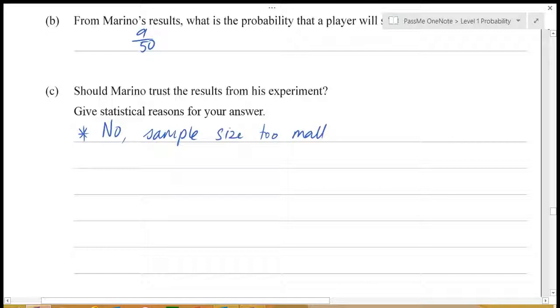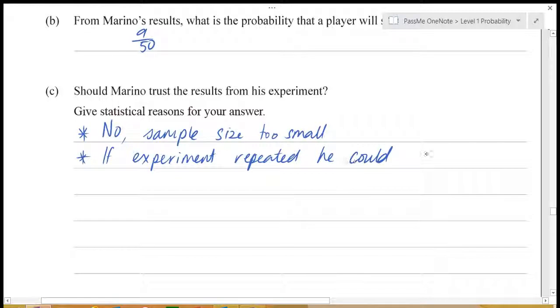What we're implying there is that if he repeated the experiment, he would get different results. In fact, we won't say could, he probably would get different results.